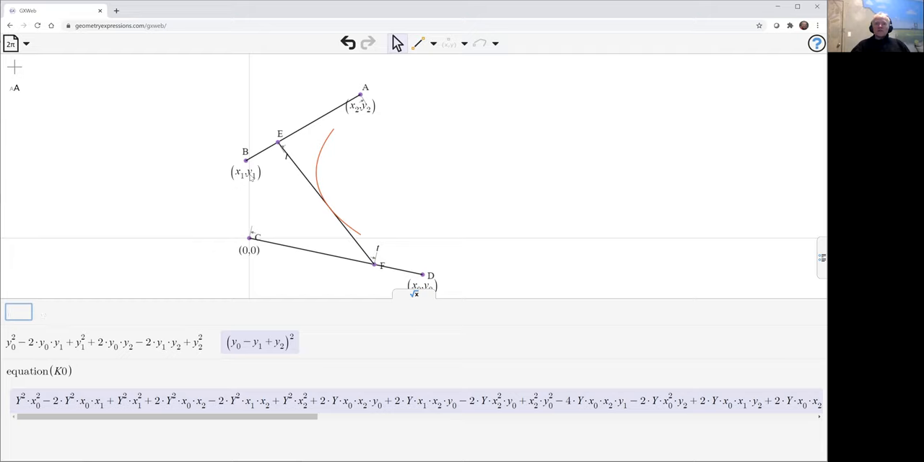Let's just change this to be, instead of y1, we'll change it to be y0 plus y2. The square brackets are a way of entering the subscript in GXWeb. Okay, so we now have a different pair of lines, of course. Let me just take a look at the equation again.